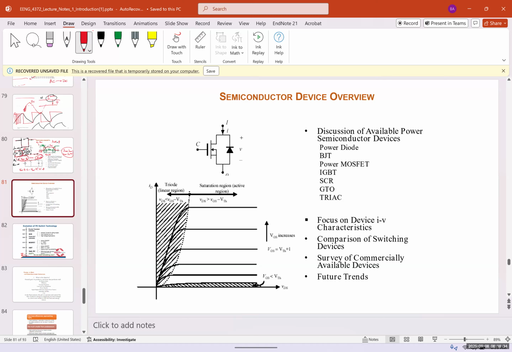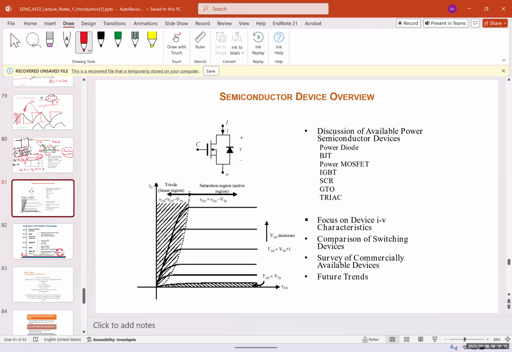In the next class, we would speak about different types of power semiconductor devices, such as the power diode, BJT or bipolar junction transistors, power MOSFET, which are metal oxide semiconductor transistors. We have the IGBTs, SCR, GTO, and TRIAC, which are the newer generations. We will focus on device current voltage characteristics.